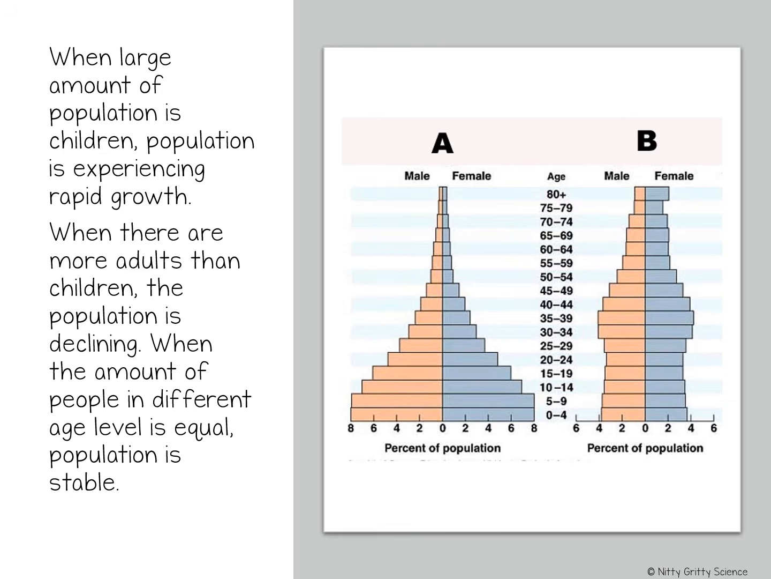When a large amount of the population is made up of children, as seen in example A, then the population is experiencing rapid growth. When there are more adults than children, the population is declining. When the amount of people in the different age range levels are about equal, the population is stable, like in example B.